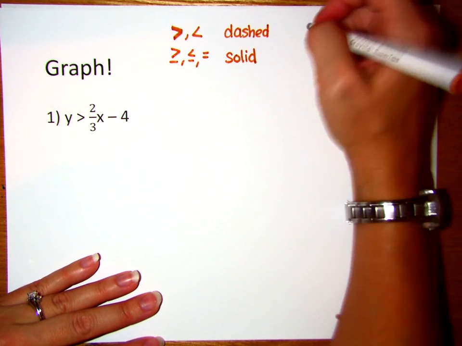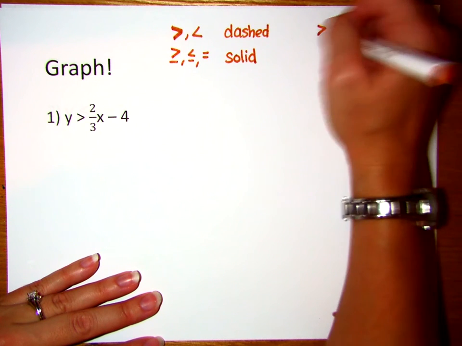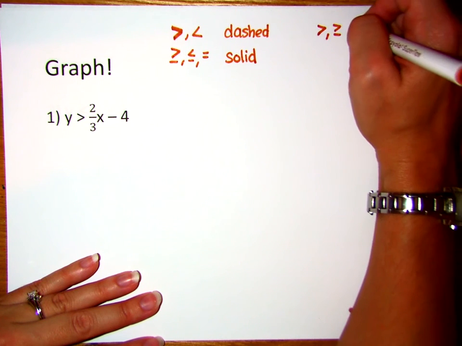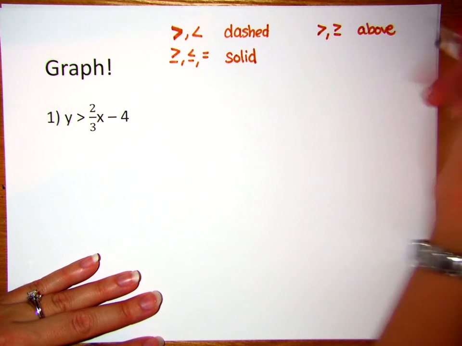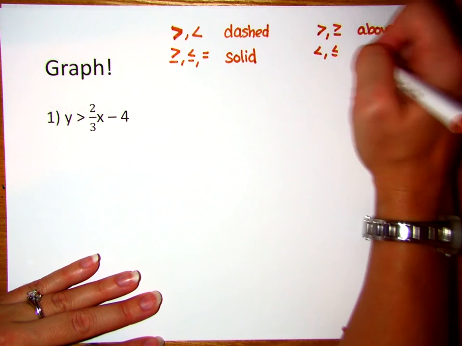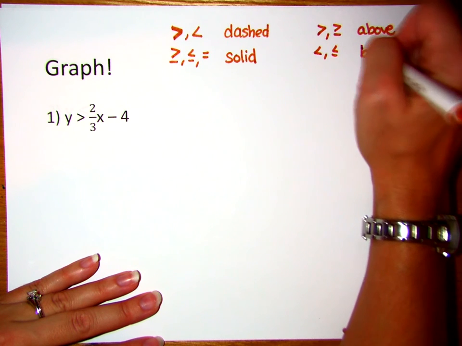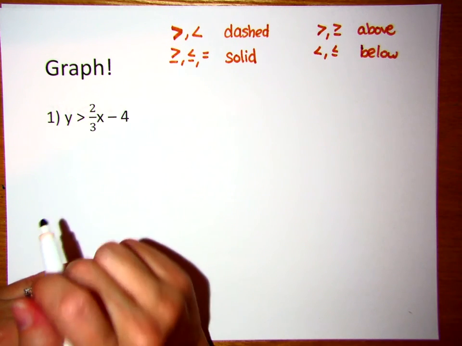The other thing you need to know is that if it's greater than or equal to, we're going to be shading above the line, where all the greater numbers are. And if you see less than or equal to, we're going to be shading below the line. So with that, let's go ahead and look at this right here.